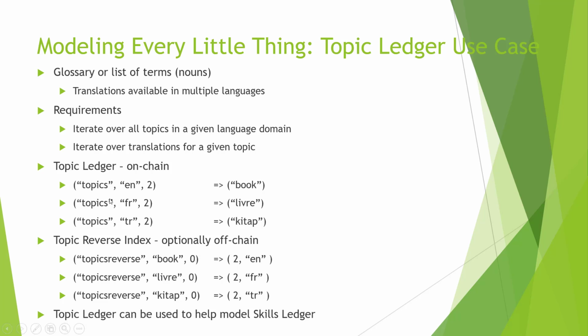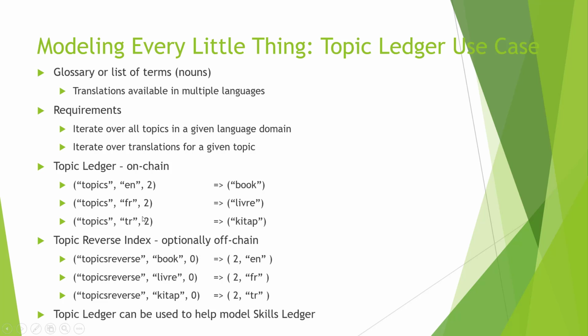So the topic ledger, the on-chain topic ledger, the parent domain would be topics, the domain would be English words, and book would be the second word. And in the French domain, the corresponding second word would be livre, and the corresponding Turkish word for book would be kitap.